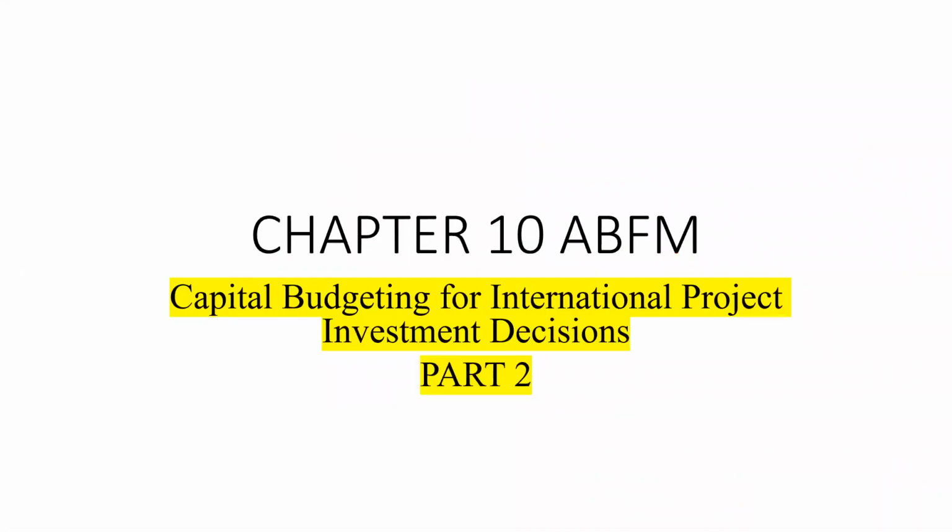Today we have to discuss chapter number 10 of ABFM, that is Capital Budgeting for International Project Investment Decisions, Part 2. In this session we have to discuss some important points: what is beta factor, what is risk factor, all these things will be covered in this session.